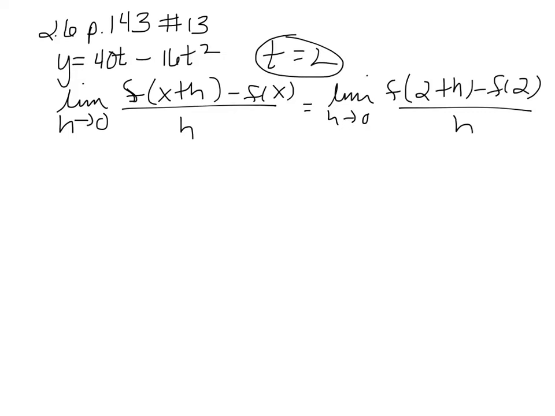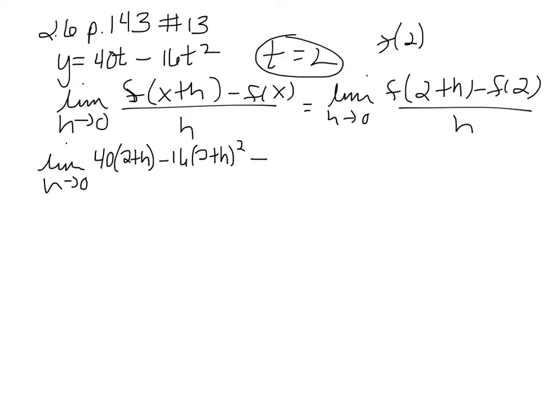All right, so we have the limit as h goes to 0, and this will be, I'm going to go ahead and do my f of 2 plus h, so 40 times 2 plus h minus 16 times 2 plus h squared, and then minus, instead of writing f of 2, I'm actually going to find f of 2, and if I plug 2 into the y equation, I end up getting 16. So I know there's going to be minus 16 all over h.